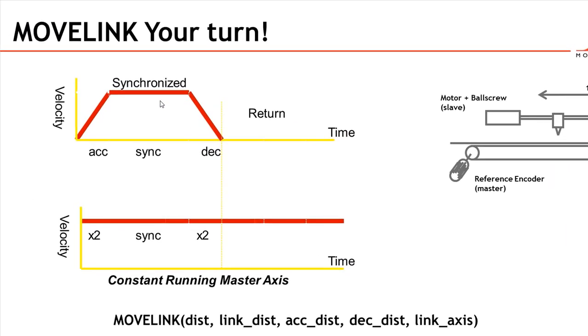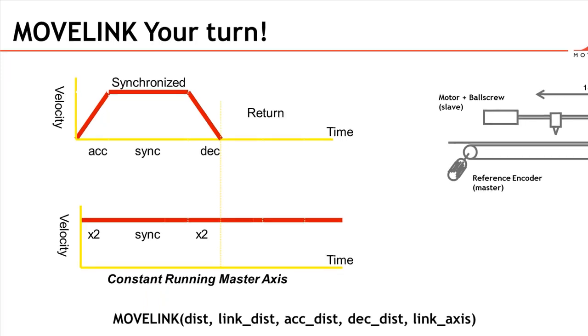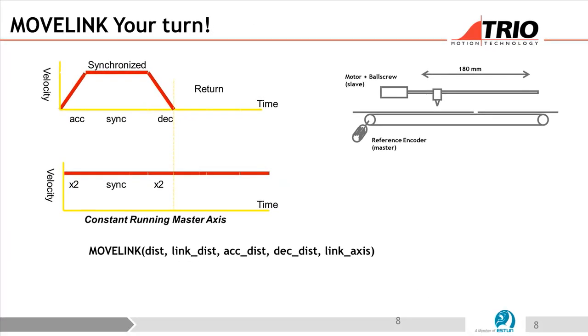So the first parameter in the MoveLink will be 180. I can give you that, if you haven't worked it out already. But I just want you to decide for yourselves what the acceleration and deceleration parts will be. I have a value in my head, but you can do what you want.